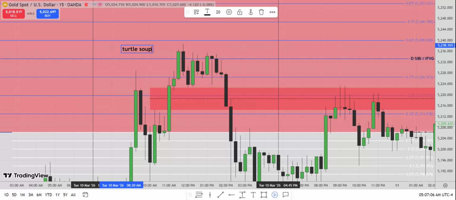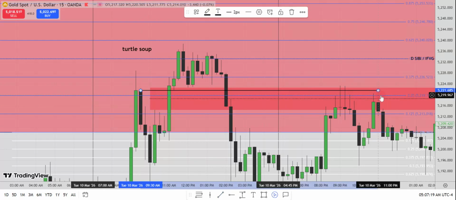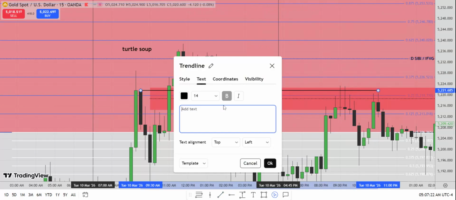A turtle soup is like a liquidity raid, and then price is going to want to switch its delivery. So we have this mother order block here. It's an order block.